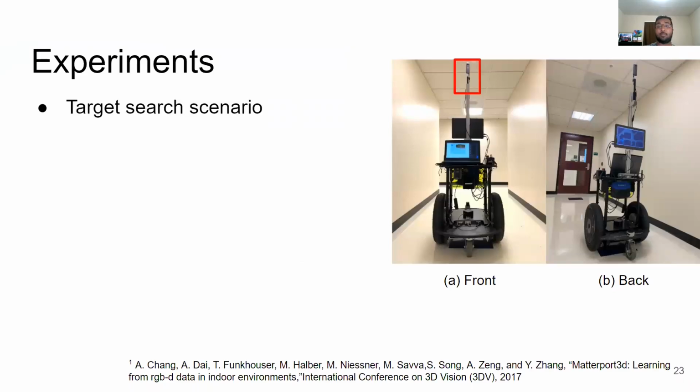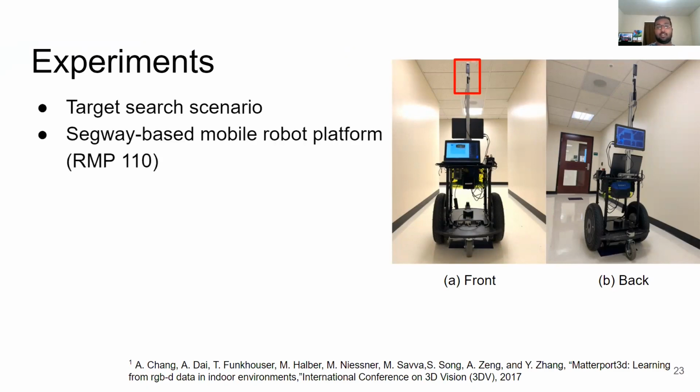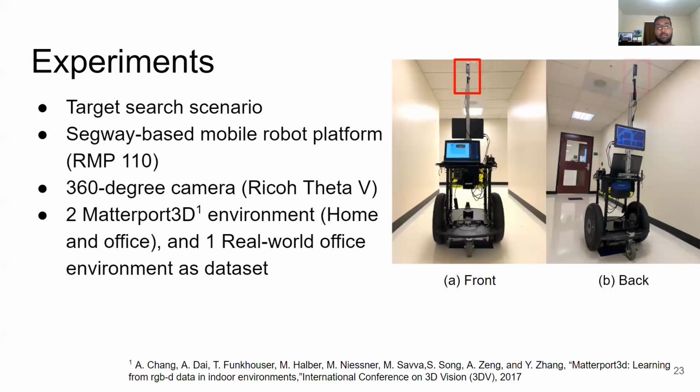We have tested our framework in a target search scenario where there were different target objects in different environments. We used a Segway-based mobile platform called RMP110 for collecting a dataset of the real world. We used a 360-degree camera, Ricoh Theta 5, to capture the 360-degree videos. We used 2 Matterport 3D environments, one which was a home and one was the office environment. And also we created one real-world office environment as the dataset.